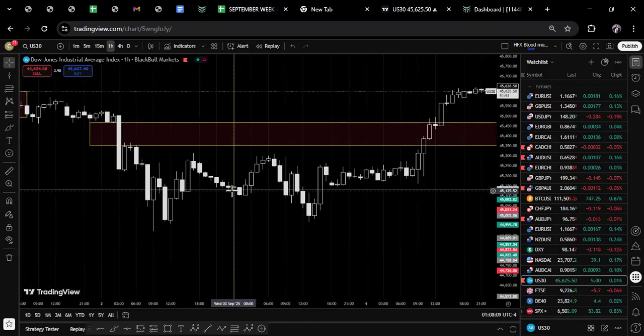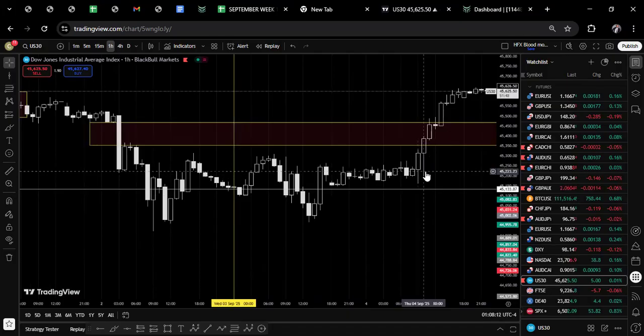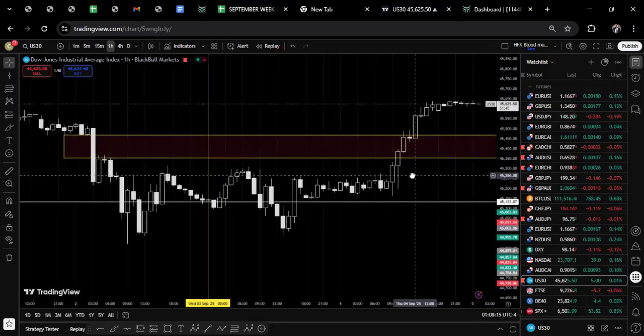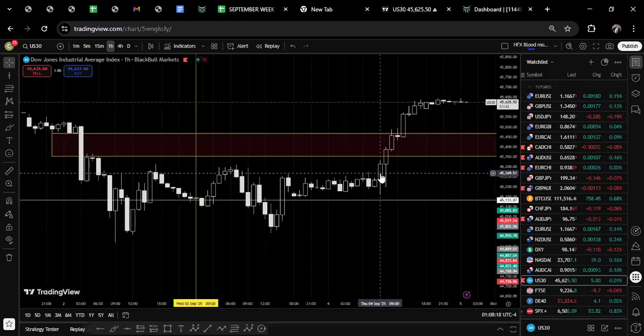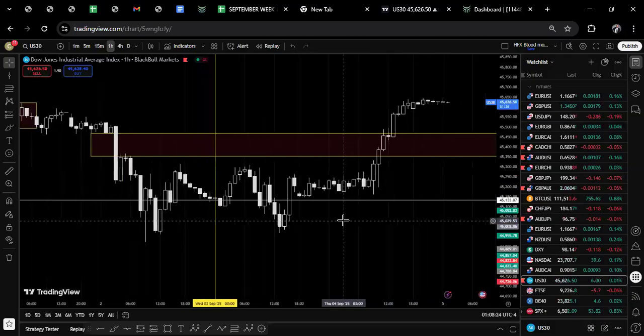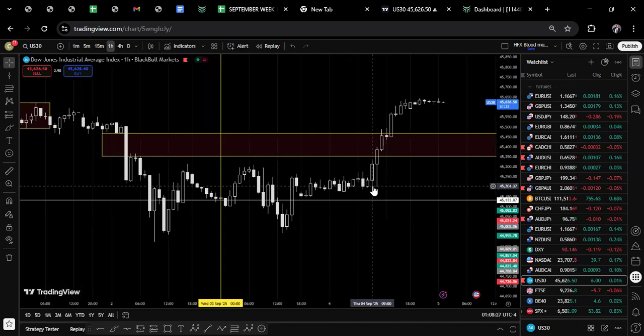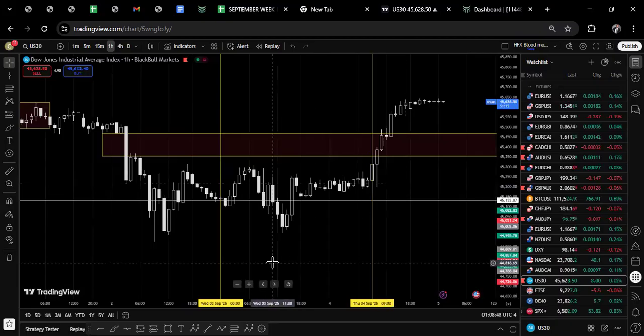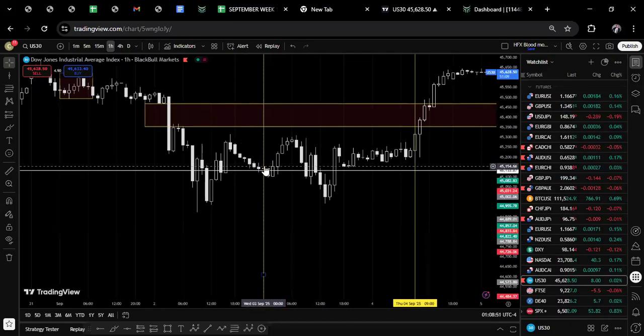12 midnight. Then by 9:30, this is the time. By 9:30, which is our 2:30, it pulled up, came back. So I'm just going to show us something about this. Let me just have this here. So the market opened here.